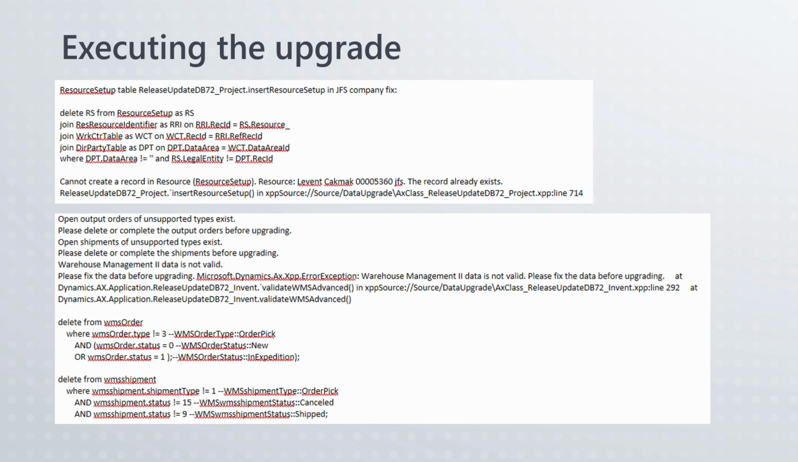You can see some of the errors that we have encountered during the execution. So we had problems with our output orders, with the resource setup table, and some of these errors are already documented by Microsoft. You can go to their web page, open up the known issues list, and as I already mentioned, there's a place where you can run these preparation steps before doing the software deployable package data upgrade execution. You have to run these extra steps there to sanitize your DB, so you would not encounter any problems during the real execution of the upgrade.